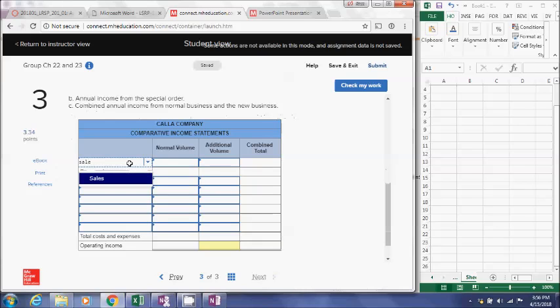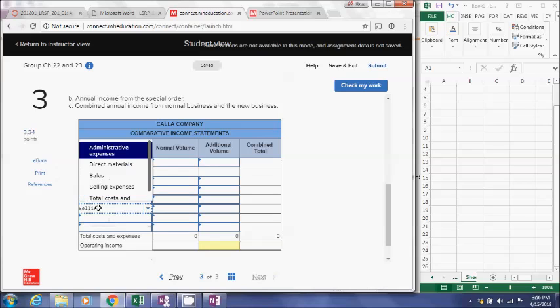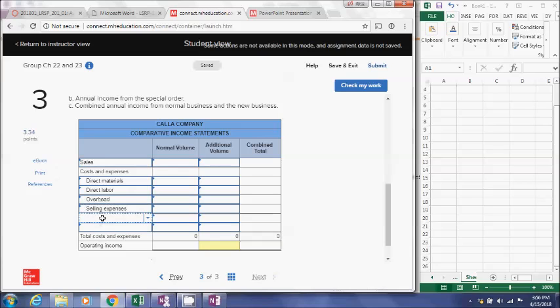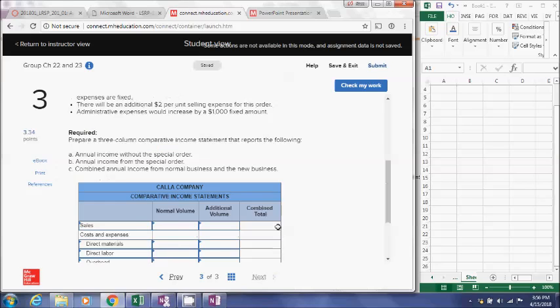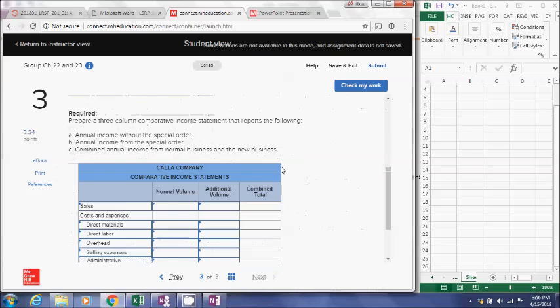Well, of course, we're going to start with sales. We know we're going to start that out. And then if we're looking at the cost and expenses, they were right up there in the chart. So there's direct material, direct labor, and then there was some overhead. I think we had some selling expenses, and we had some administrative expenses. So nothing crazy, just pulled it from right here. Nice and simple.